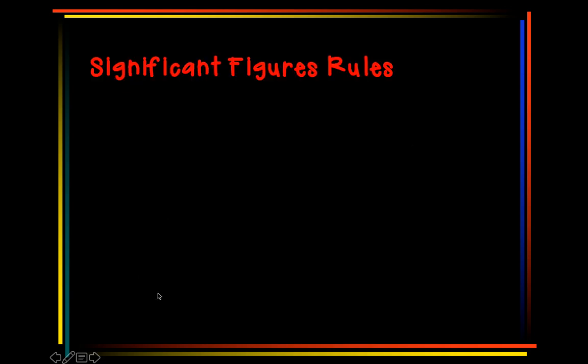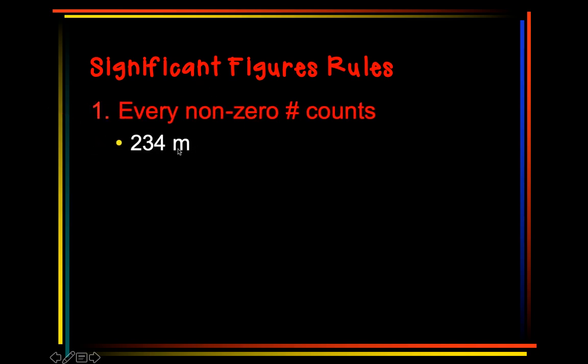So the rules for determining whether or not something is significant, I have 3 of them. So write this down, significant figures rules. Here's rule number 1. Every non-zero number counts. So if I have a measurement, 234 meters, 1, 2, 3 sig figs, every non-zero counts. If I have a really long measurement, I was counting the seconds until something happens, 11,928. This is a really specific measurement, so it has more significant figures, 1, 2, 3, 4, 5.